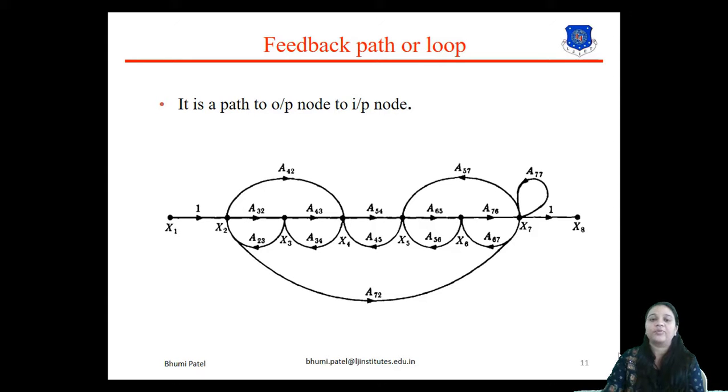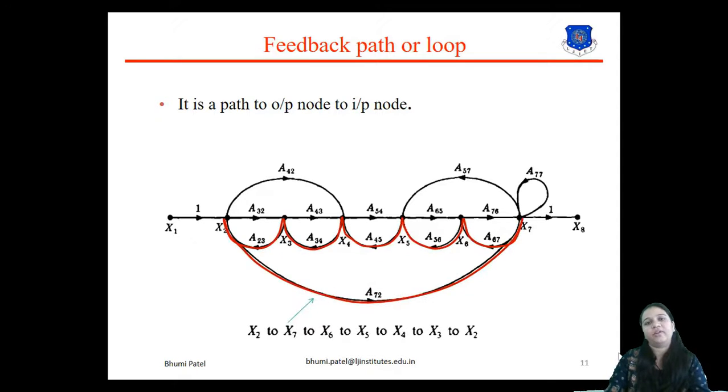Next one is the feedback path or loop. It is the path from the output node to the input node. So you can see in this diagram, start with the output node X7 and come to the input node X2. So it is called the feedback path: X2 to X7 to X6 to X5 to X4 to X3 to X2.